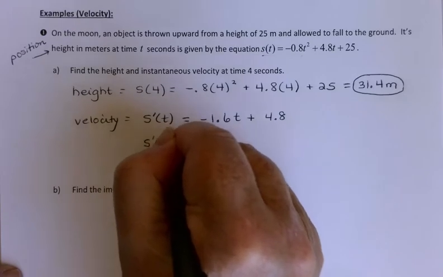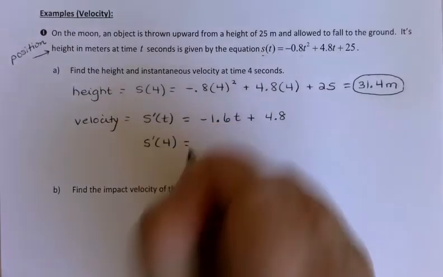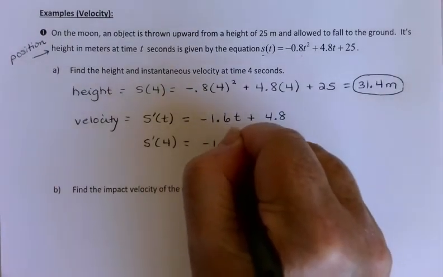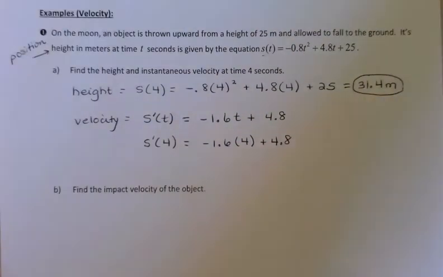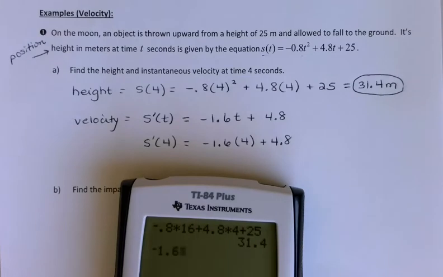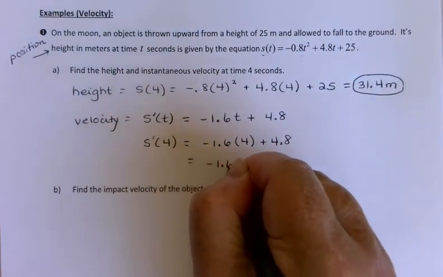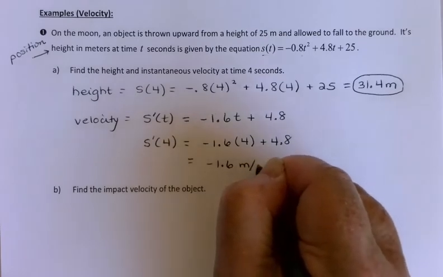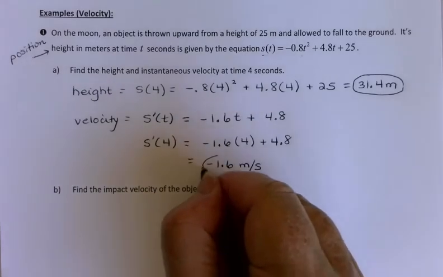And since I want to know the velocity specifically at the exact moment of time 4 seconds, we'll plug 4 into this instantaneous velocity equation. And we get negative 1.6. And that's a velocity, so it's moving at that many meters per second. The negative indicates that it's falling down.